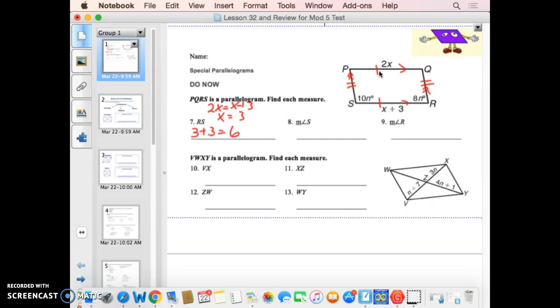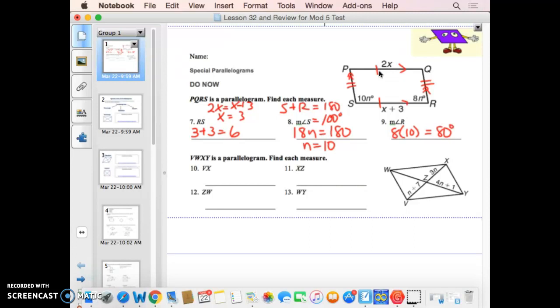which equals 6. For the measure of angle S, well, the measure of angle S plus the measure of angle R is going to equal 180. So that's 18n equals 180. So n equals 10. So the measure of angle S equals 100 degrees. And therefore the measure of angle R would just be 8 times 10, which is 80 degrees.